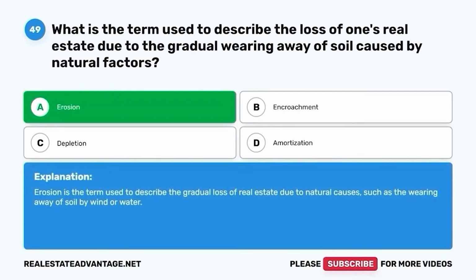Erosion. Erosion is the term used to describe the gradual loss of real estate due to natural causes, such as the wearing away of soil by wind or water.